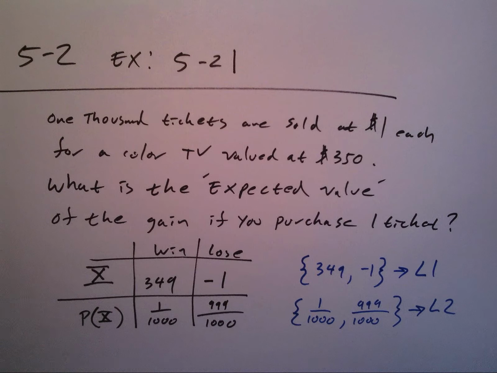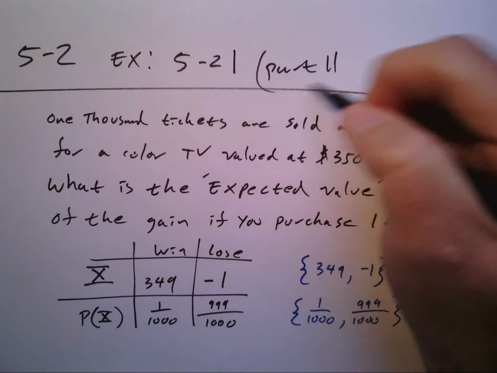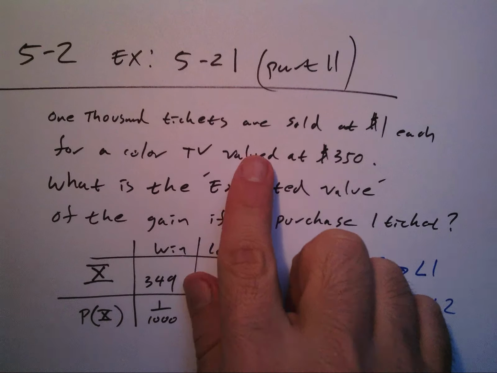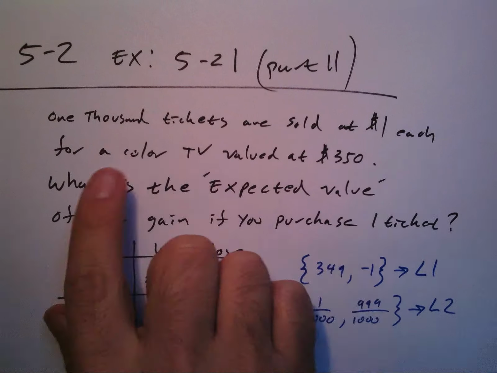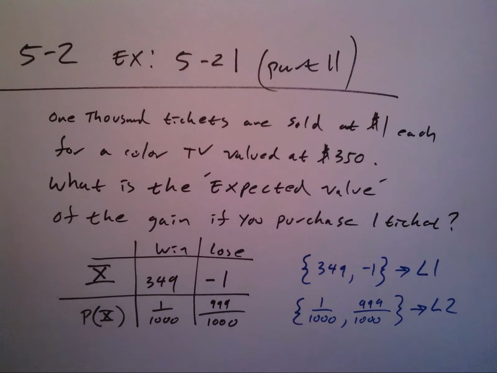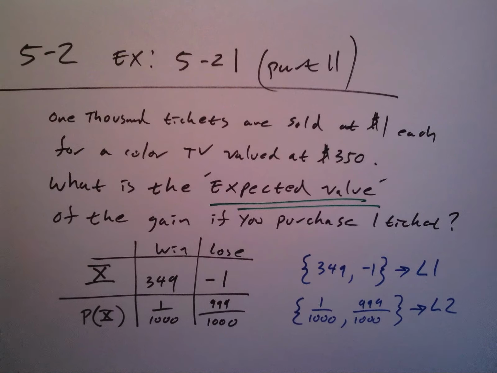Alright, this is 5.2, specifically example 5-21. This is part 2 to the other 5.2 video. Alright, so in the example it reads, 1,000 tickets are sold at $1 each for a color TV valued at $350. What is the expected value? In other words, calculate the mean of the gain if you purchase the ticket.